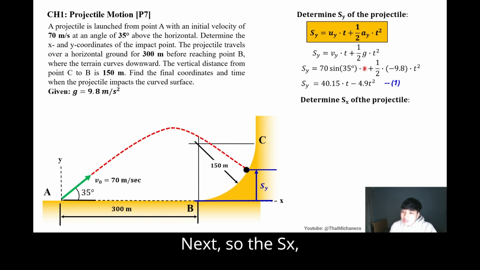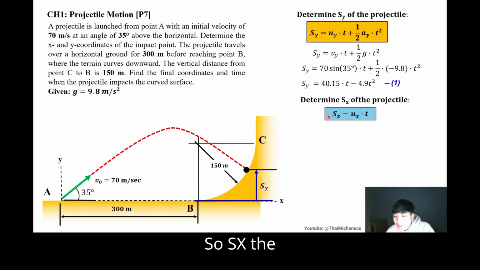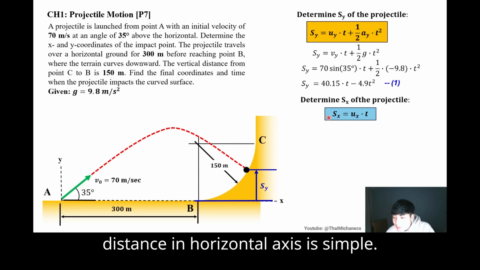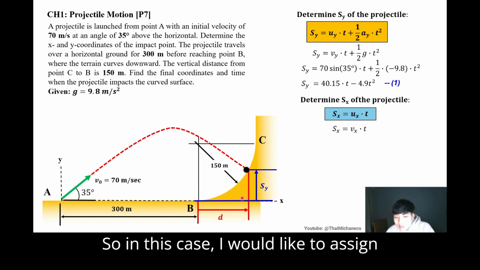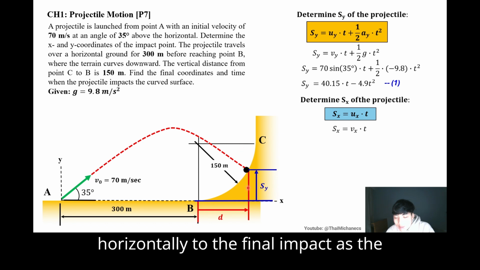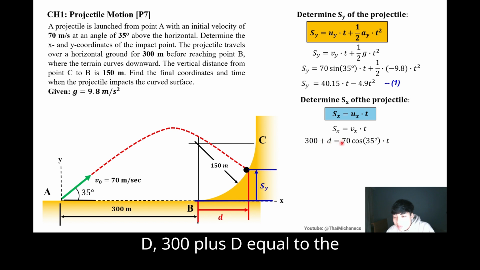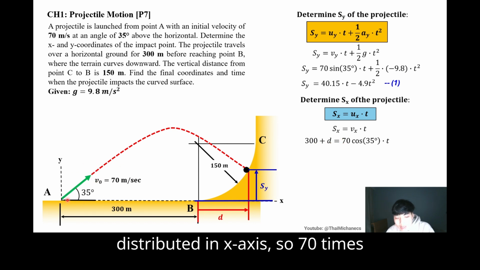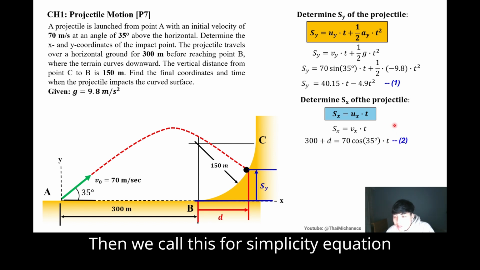Next, the expression for Sx, the horizontal distance of the projectile. It is the distance here, 200 meters, plus some value that will reach the final position. We don't have acceleration in the x-axis, so it is simply the velocity times the flight time. I would like to assign the horizontal distance from B to the final impact as the letter D. So the total displacement in the x-axis should be 200 plus the distance D, equal to the velocity distributed in the x-axis, 70 times cos 35 degrees, times the flight time. We call this equation number 2 for simplicity.